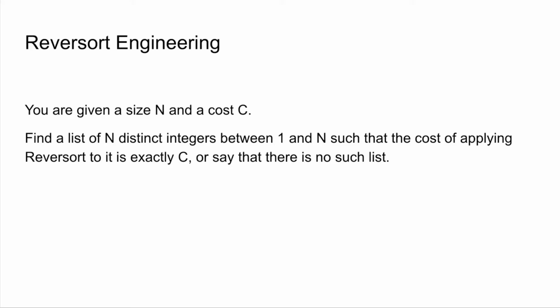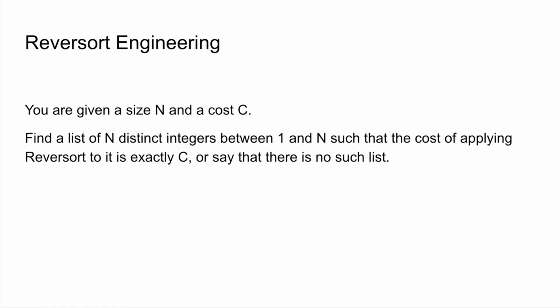This is the third problem, Reversort Engineering. You are given a size n and the cost c. Find a list of n distinct integers between 1 and n, such that the cost of applying Reversort to it is exactly c, or say that there is no such list.